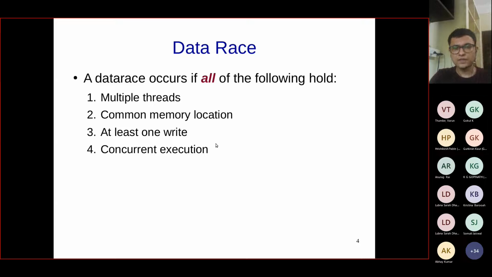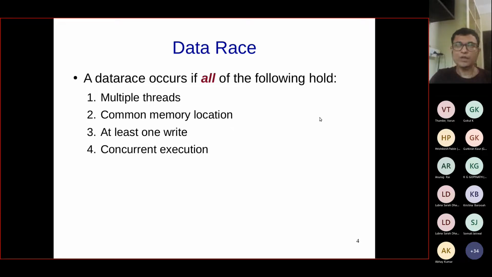Without concurrent execution, even if you have multiple threads, say you execute that addition operation in some sequential fashion, where first the first thread is performing, and only then the second thread is trying to add, and only then the third is trying to add the value into it, there won't be a data race. So concurrent execution is important. Without concurrent execution, a data race is not possible. All these four things are necessary for the data race to occur.